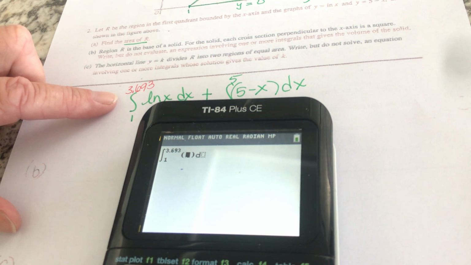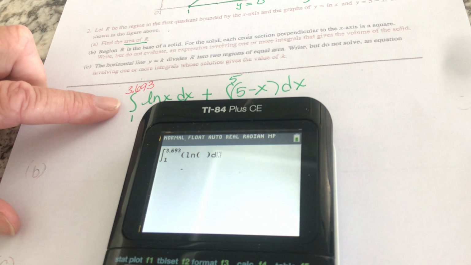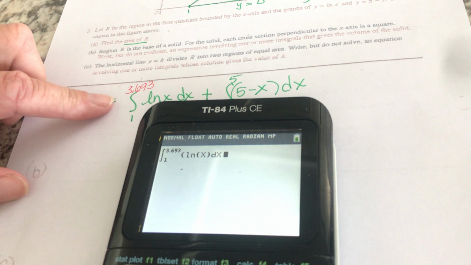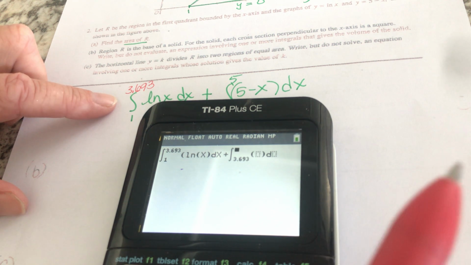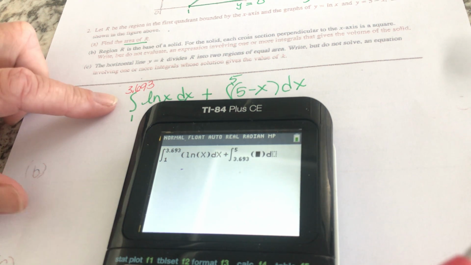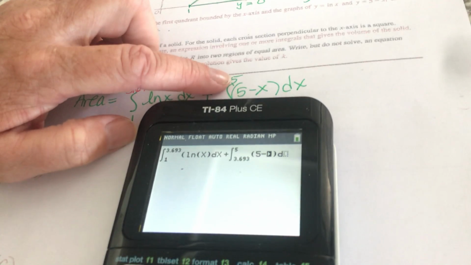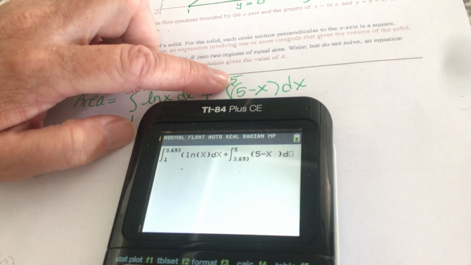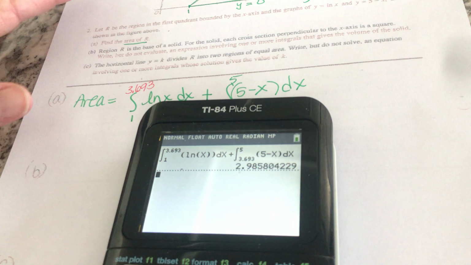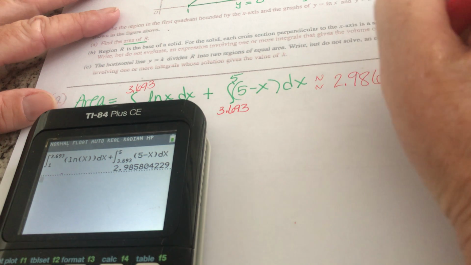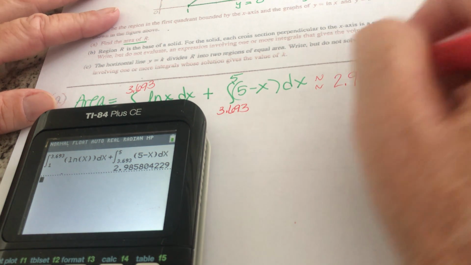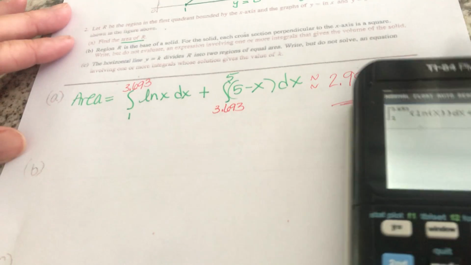3.693. Use your arrow button over. Natural log of x dx. So that's this piece. Plus math 9 again. Now it's 3.693, move the arrow up to 5 and over, and 5 minus x dx, and hit enter. And you should get 2.986 units squared. And that is part A.